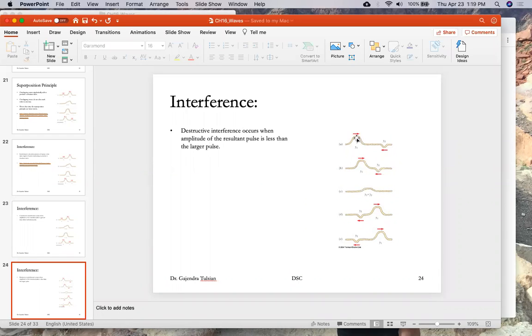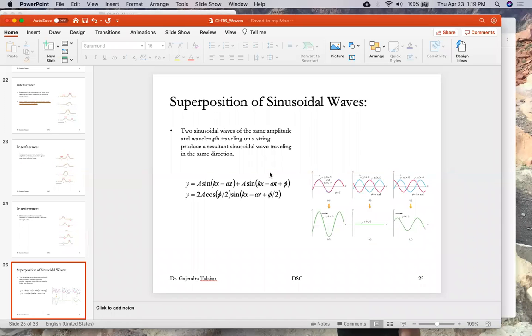And this is destructive interference. When you have waves of opposite sign combining at a given location, then the resultant is smaller than the greatest one. Yeah, this is destructive interference. All right, I will pause for a second, and if you guys have any questions.